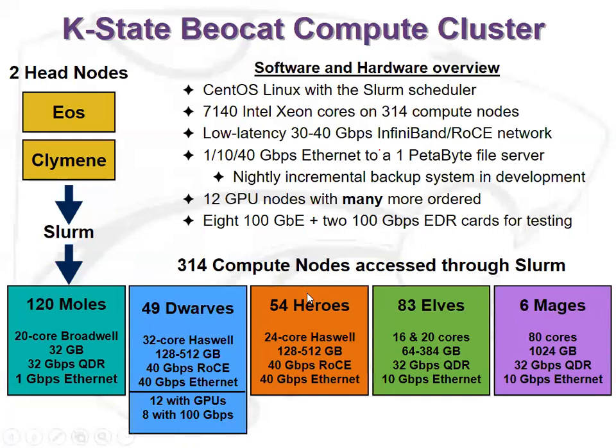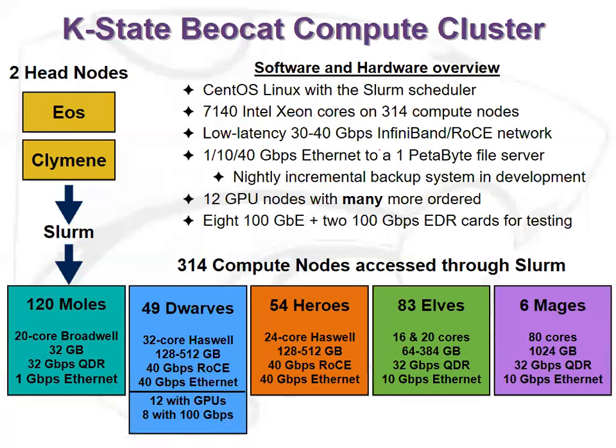Newer nodes are hero nodes, is what we call them. These have the Haswell processors, 24 cores. Most of them have 128 gigs. And again, fast communications. And the dwarves also have the Haswells, but 32 cores. And again, 128 gigs. 12 GPUs in these, and some higher level 100 gigabit networking that we're still playing with. But these are good core workhorses here. These are good new machines.